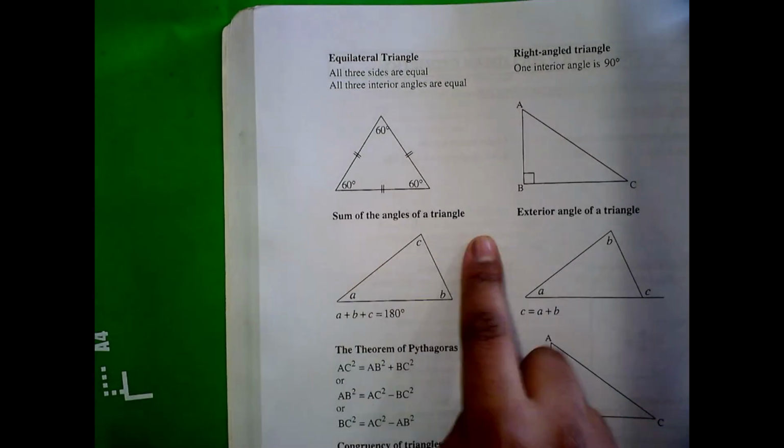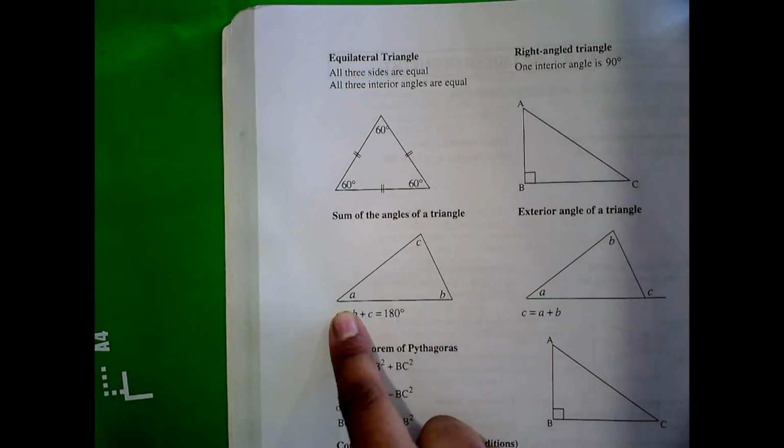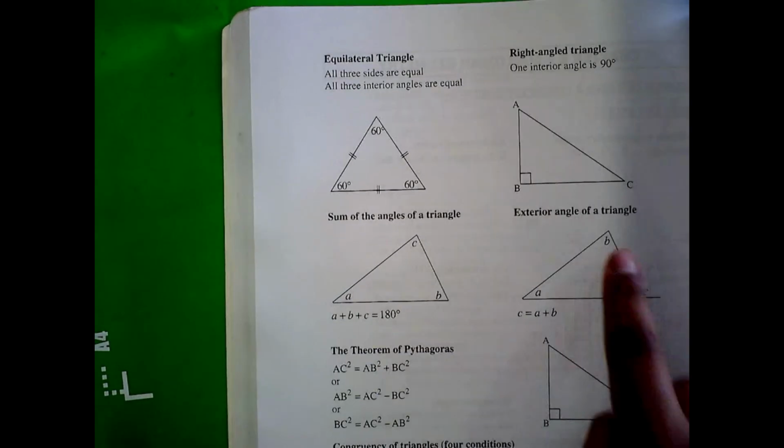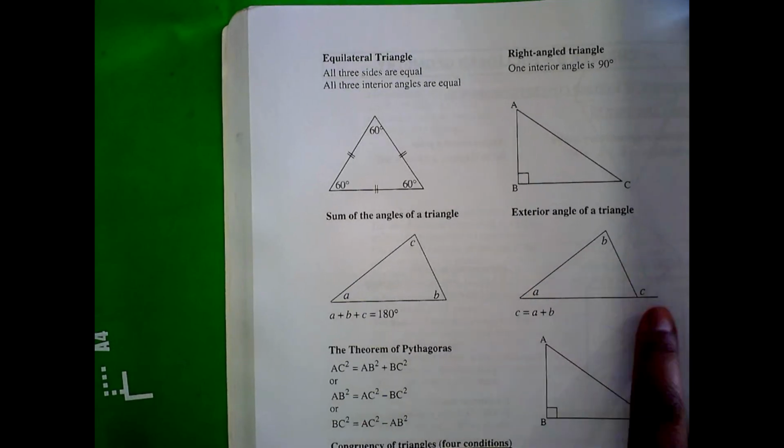Sum of angles of a triangle, you must remember that all three angles equal to 180. Exterior angles of a triangle, you know that C is equal to A plus B, or if I'm working out B, it's C minus A, right?